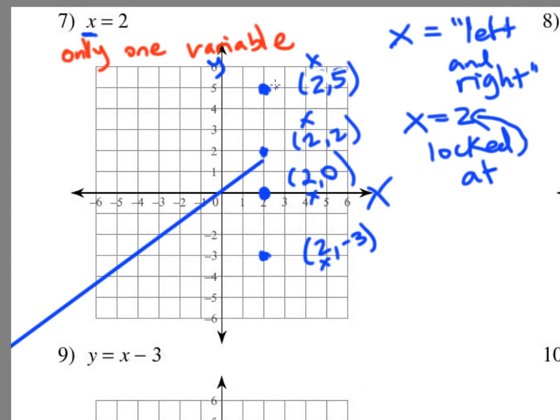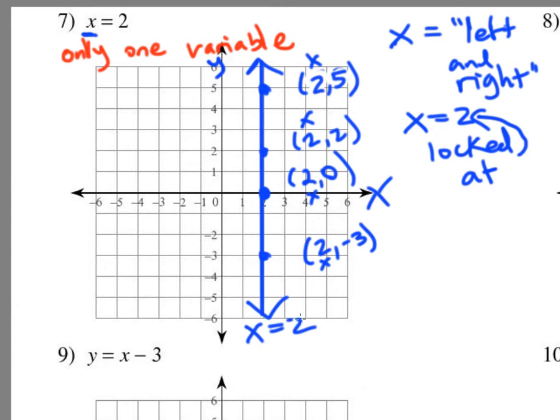So whenever you see just an x, the advantage here is you can always just go and draw a vertical line. This is the line x equals 2. X equals 2. Okay? Straight up and down. The left and right value is locked at 2. So you might be able to guess what would happen if instead of x equals 2, we had y equals something. It would be locked in the other direction.